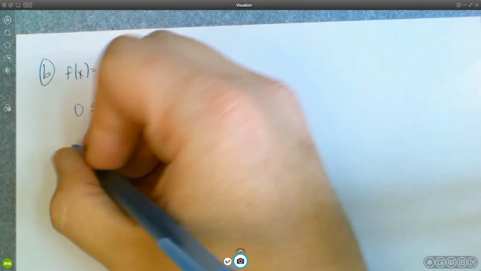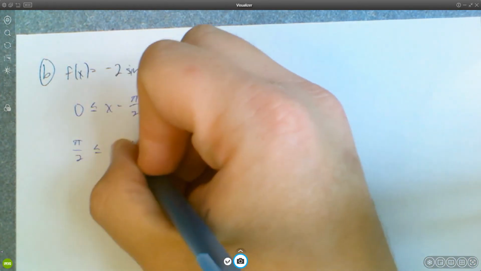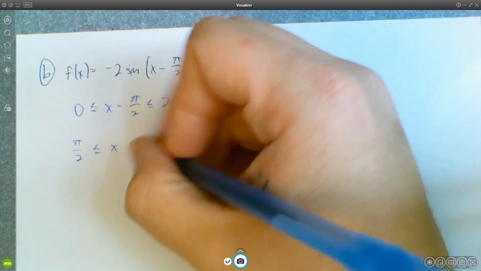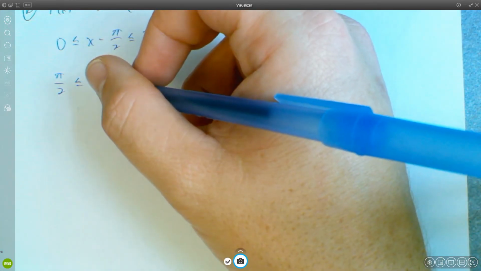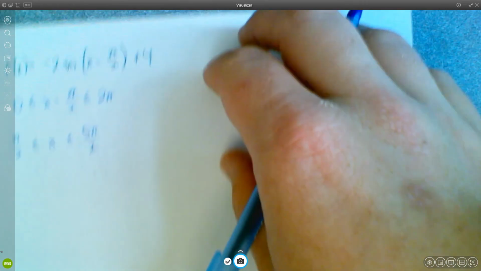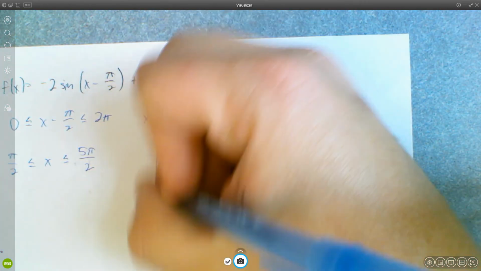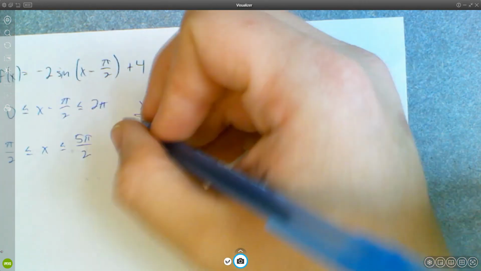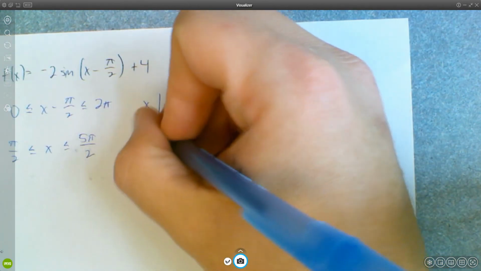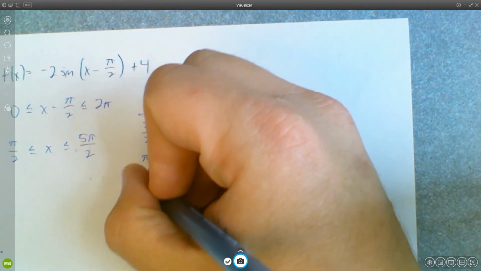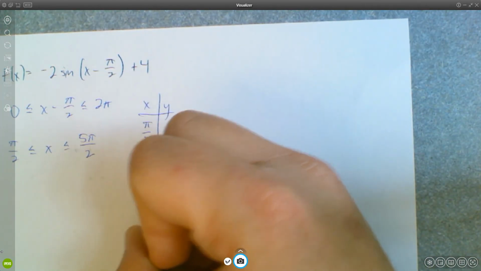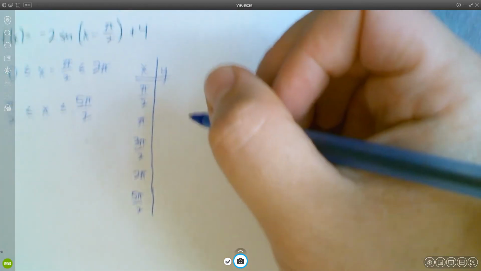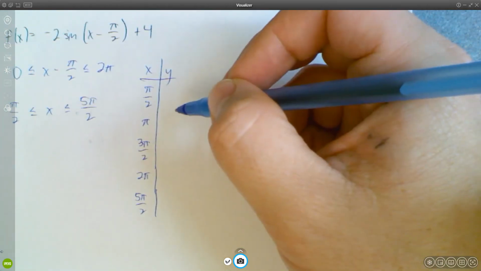We add pi over 2 through. This is 4 pi, so 5 pi over 2. Okay. Period is 2 pi, so we're going to add 2 pi over 4, which is pi over 2. So let's do that. Starting at pi over 2, right? So we add pi over 2, we add pi over 2, we add pi over 2, and then we add pi over 2, right? We do that 4 times. And that gives us our 5 points.